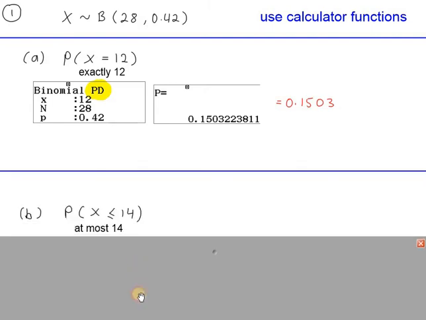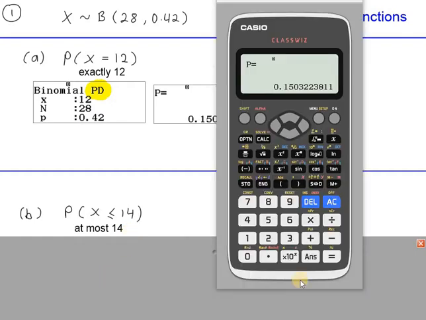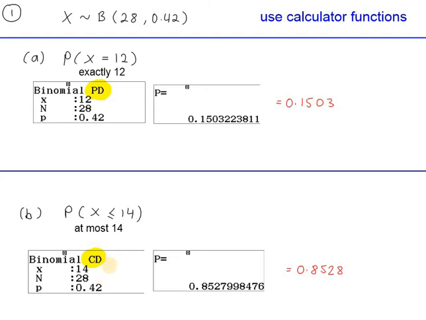Okay, so part B, this time we have a cumulative probability, at most 14 successes. So on the calculator, if I hit the options key, select type, scroll down, binomial CD, option 2, and the values should still be in there, but the x value this time is 14, n is 28 as before, p is 0.42, and this is our probability. So use PD for equals, CD for less than or equal to.